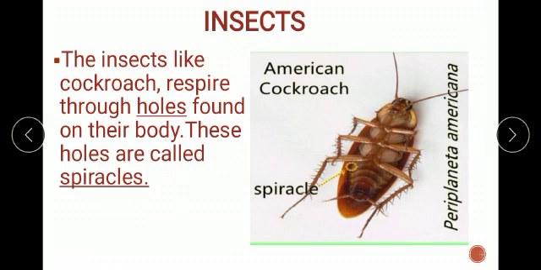Next, we have insects. The insects like cockroach respire through holes found on their body. So these small holes that are found on their body we call spiracles. They breathe in and breathe out through the spiracles.